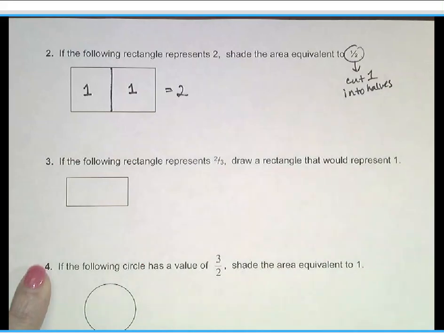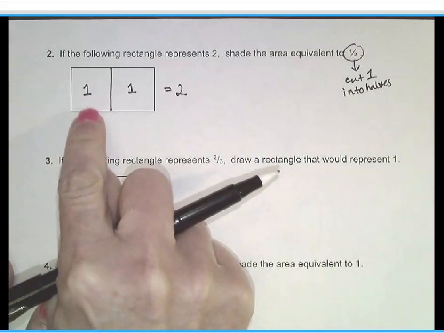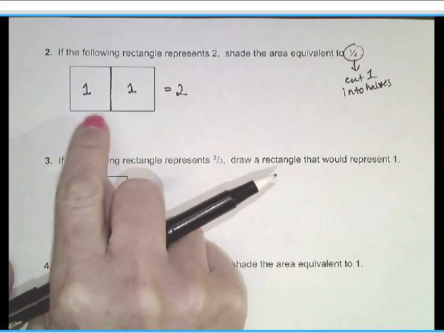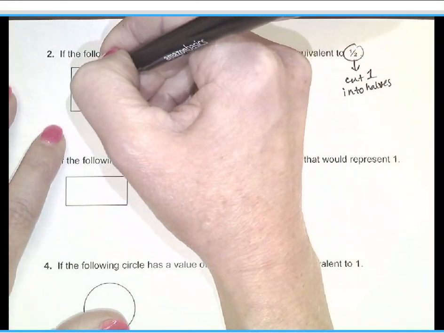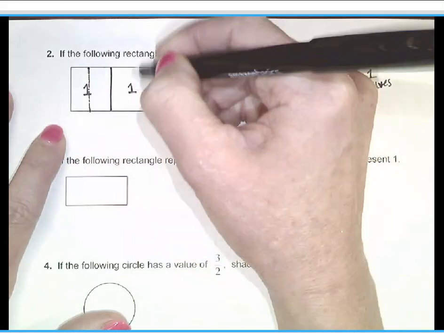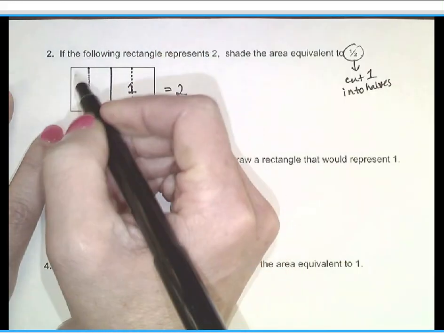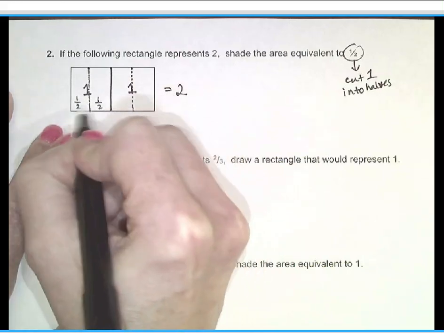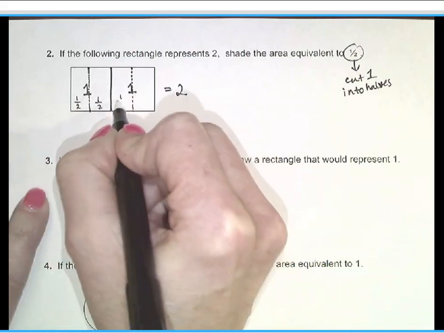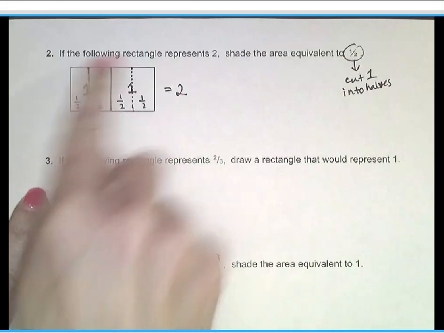into halves, because this is my language. It's half language, or my fraction family is halves. So I have to take each one and cut it in half. So when I cut this one in half, and when I cut this whole in half, now each one of these long rectangles is equal to a half. And these 2 halves make a whole. And then these 2 halves make the other whole, and so that's worth 2.